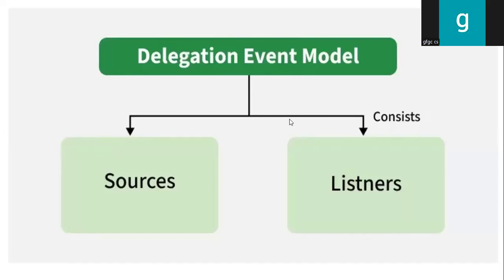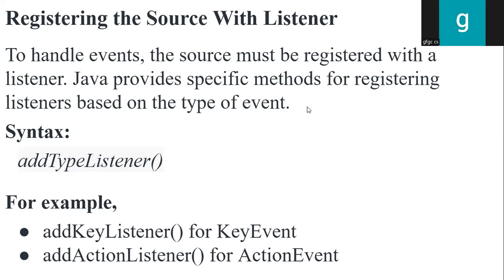Delegation event model consists of sources and listeners. Register the source with the listener. To handle this event, we have to register the sources with the listeners. For example, to handle the event, the source must register with the listener. Java provides a specific method for registering the listener based on the type of the event. The syntax for it is add<Type>Listener. That means if I want to add the window listener, then I have to add addWindowListener. For example, addKeyListener for key event, addActionListener for action event.